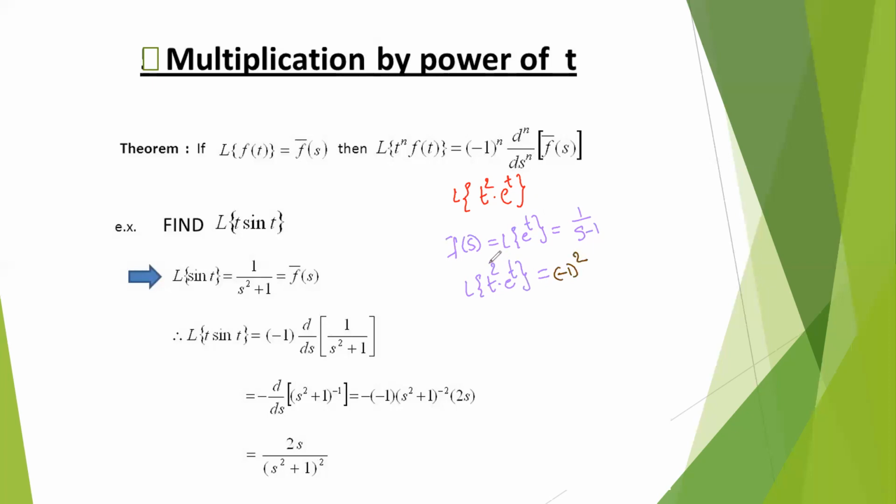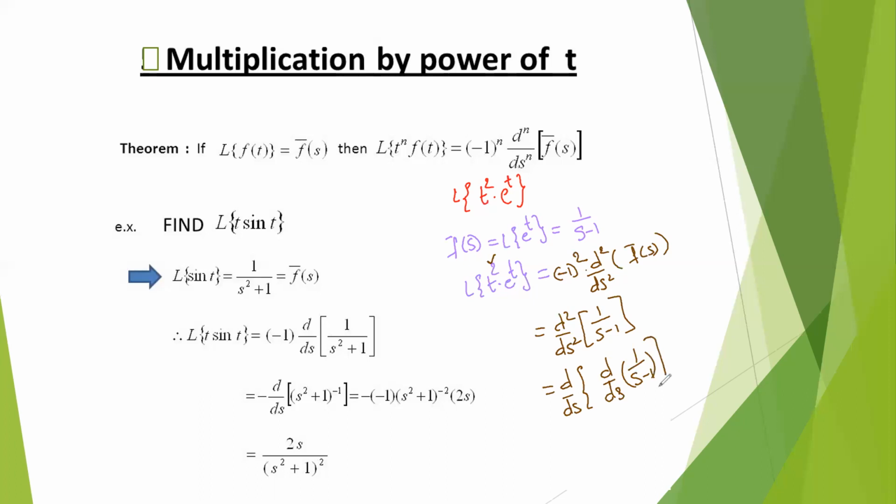Why? Because since we have t square, 2 times differentiation with respect to s of f bar of s. So therefore, minus 1 whole square becomes plus 1. So d square by ds square of f bar of s is what? 1 by s minus 1. So which can be written as d by ds of d by ds of 1 by s minus 1.